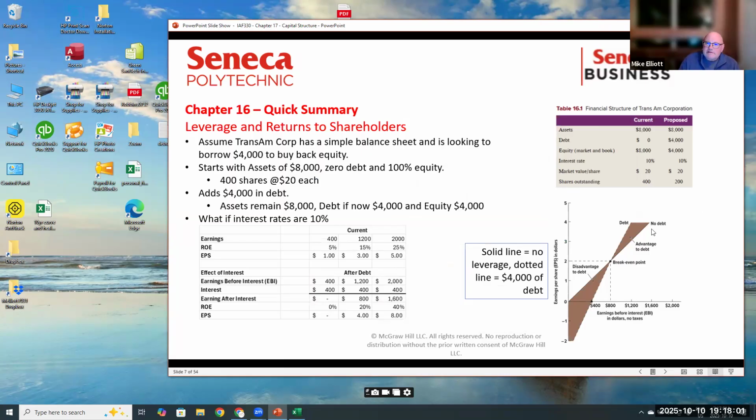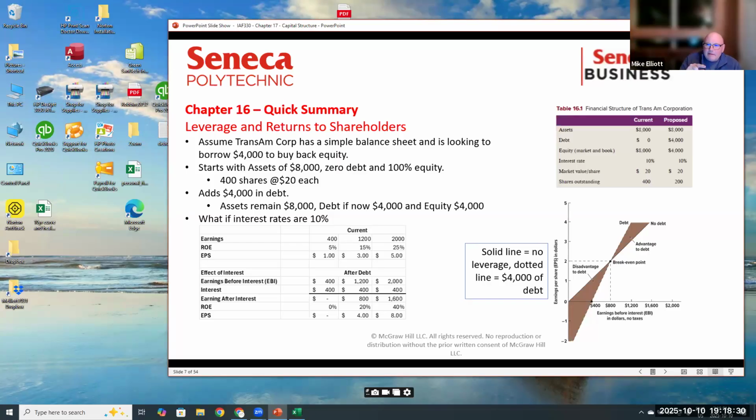Now, if we go to the right side here, on the bottom side, we have an interesting graph. The first line, going from 0 to 4, is our earnings. Earnings per share, $4 per share. And this is with no debt. So we're looking at pure equity earnings.